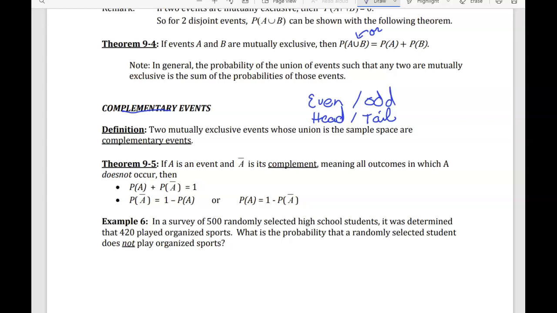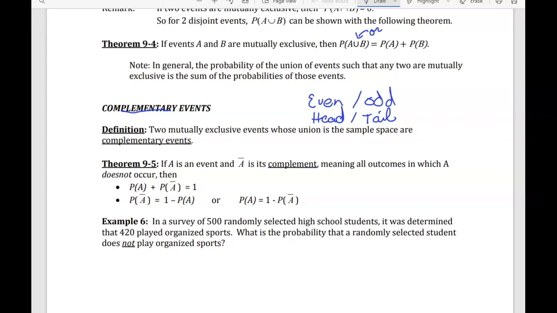If A is an event, then A with a line over it, that's the complement of A, meaning all outcomes in which A does not occur. Then the probability of A plus the probability of A complement must equal 1. And then we can also do any combination of algebra on that to do some subtraction.